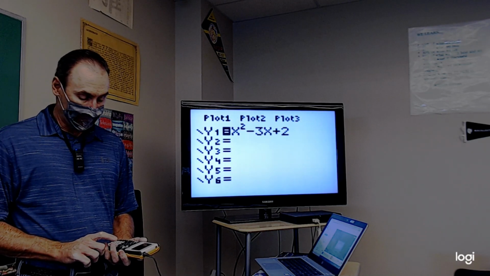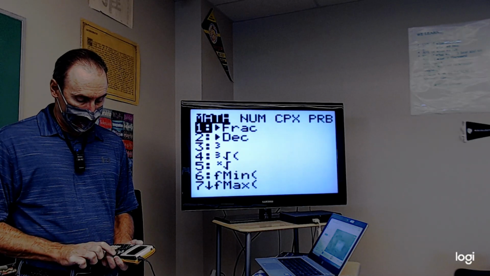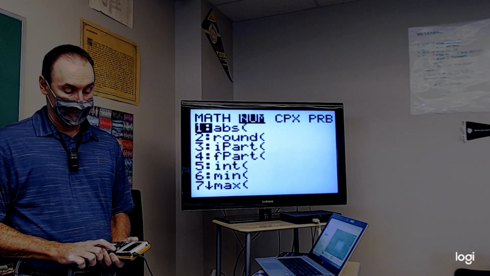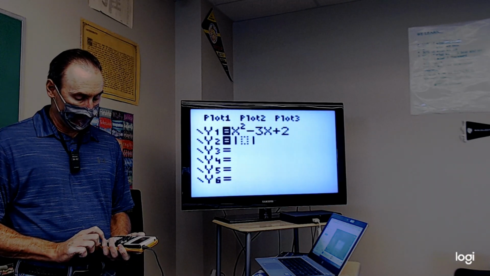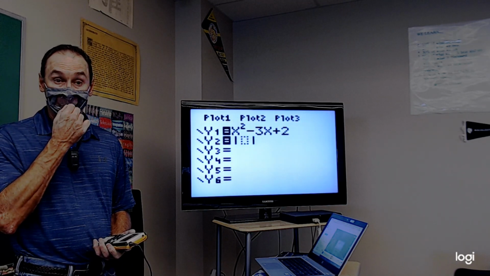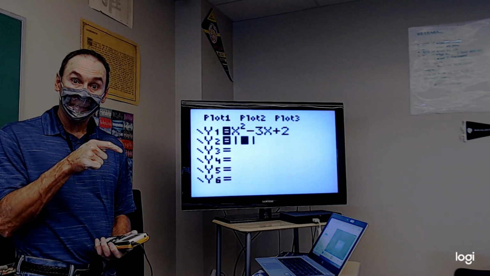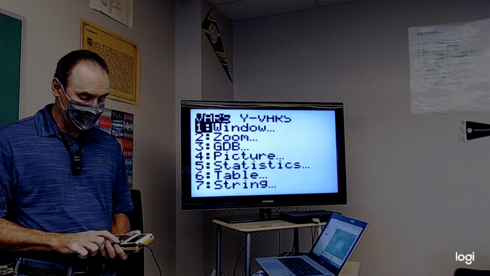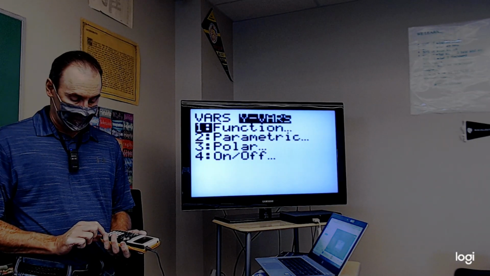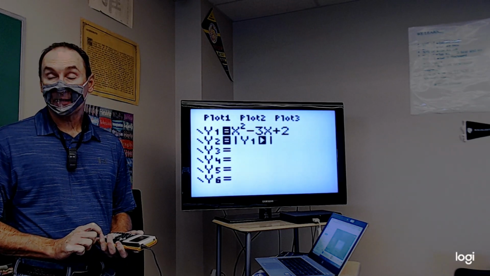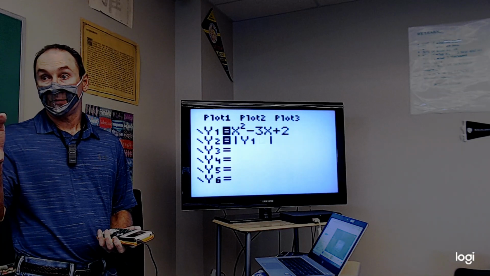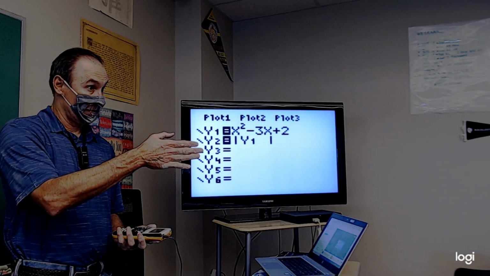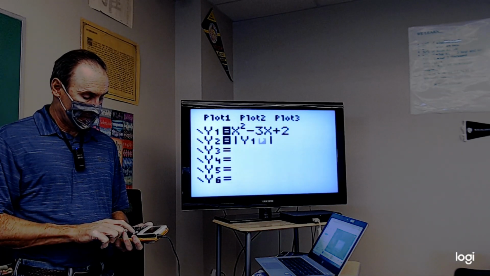So we're going to go absolute value, which is math, right arrow to numerical, and that first option is absolute value. Hit enter. Now inside there, we're going to put y1. So I'm going to go variables, right arrow, enter, enter. It's going to take the absolute value of what we put into y1. You with me? Okay? Drop down.